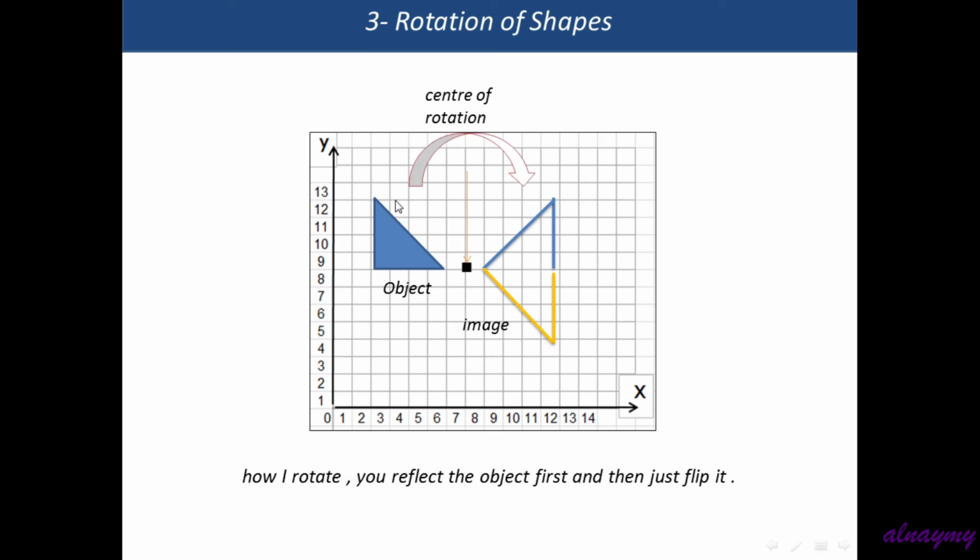Because this is a rotation of 180 degrees, you make a reflection and then you flip it. Now the yellow one is the image and this is the object, okay? And this is a rotation of 180 degrees for a triangle. How did I do it? I reflected the triangle first, and then I flipped it around horizontally. So this is called rotation. To rotate, you reflect the object first and then just flip it, and then you have the rotation.